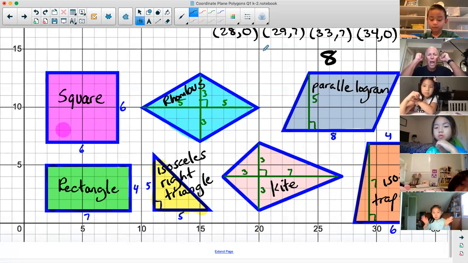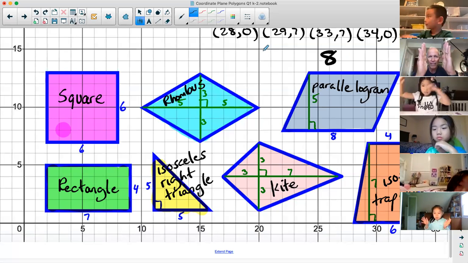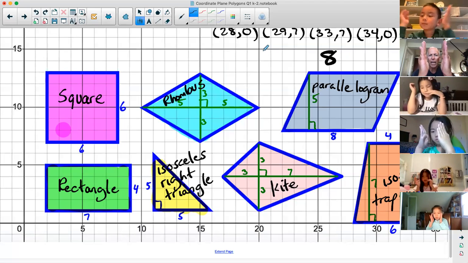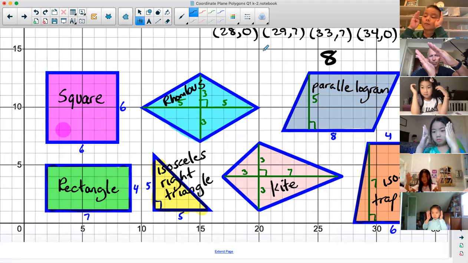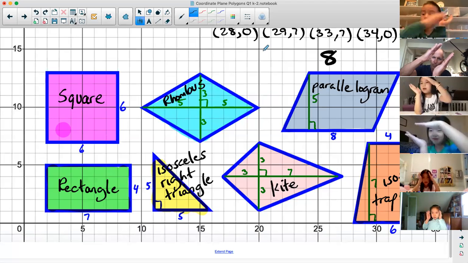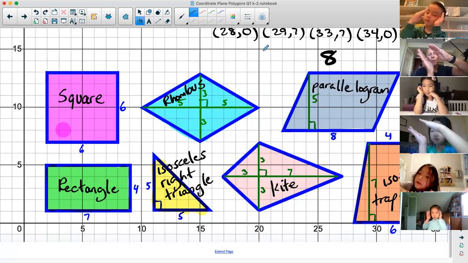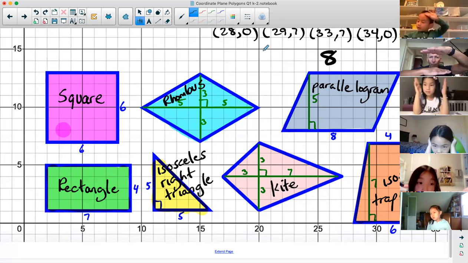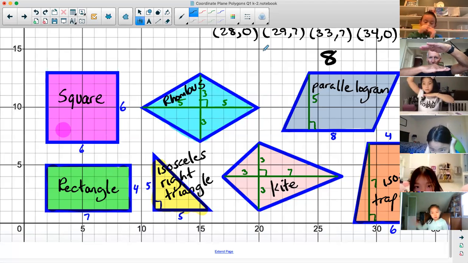Now watch this. Everybody put their hands up like this and say parallel. Now put your hands like this and say parallel. So every group of sides of a parallelogram is perfectly parallel.